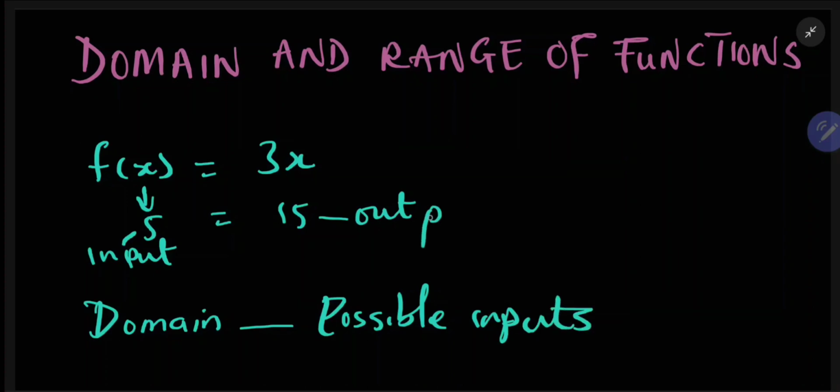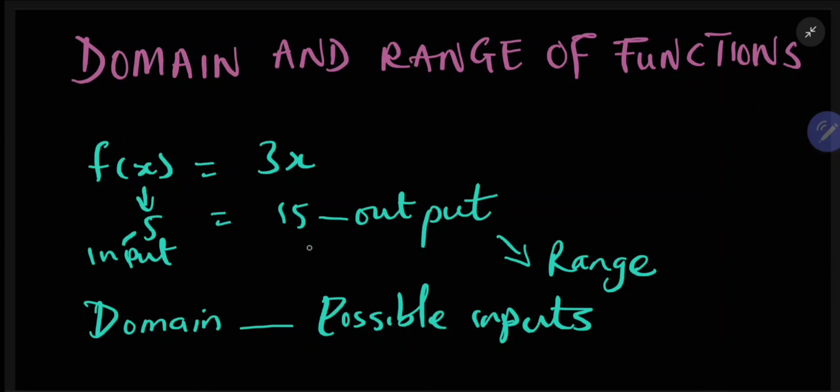And for your output, the list of all possible outputs given the possible inputs is called the range. This is called the range. So that's what we'll be talking about today, and we'll be drawing examples from different kinds of functions.